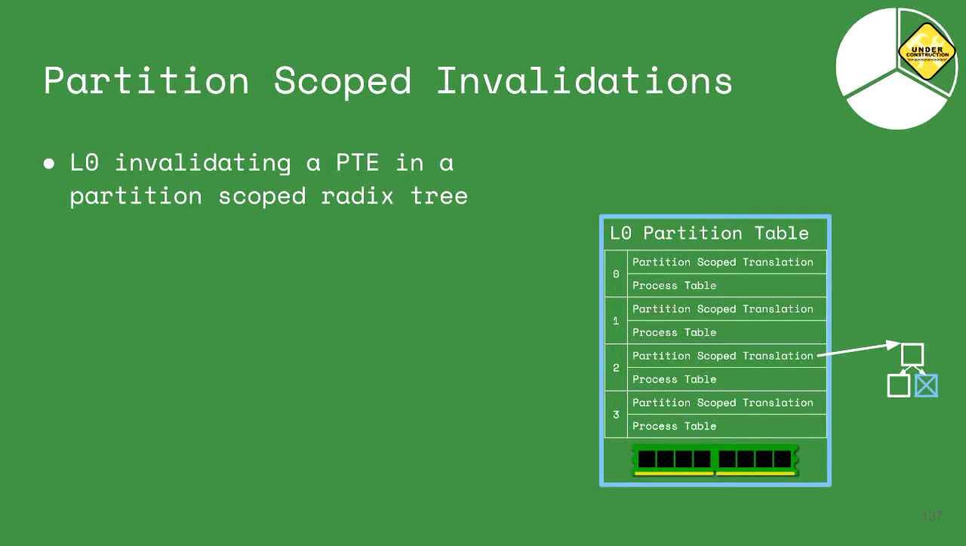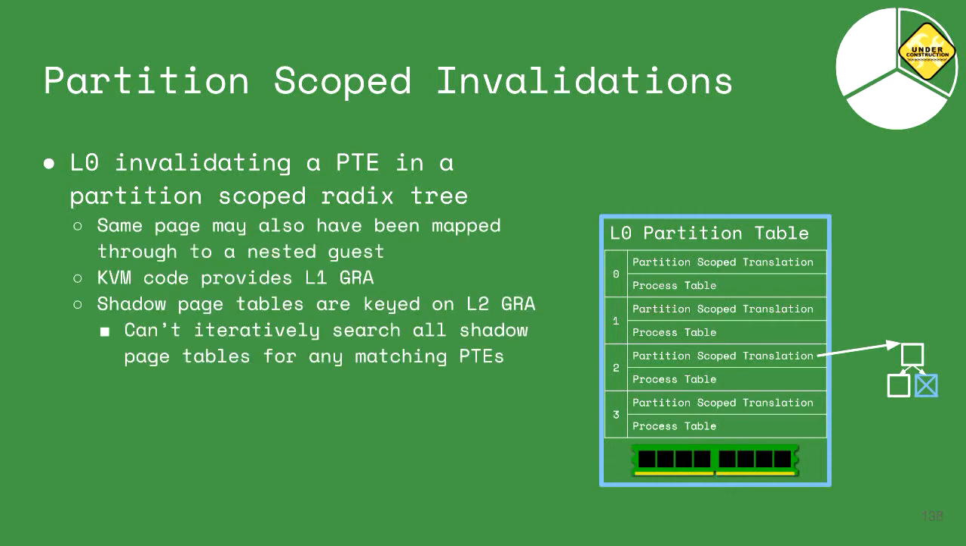The second case is level 0 might invalidate a PTE in its partition scoped radix tree for the level 1 guest. Again, that might have been mapped through to the nested guest of that guest. The problem here is that KVM code only provides us with a level 1 guest real address. And I've just said that these shadow page tables are keyed on level 2 guest real address. So we can't just walk it and see if there are any PTEs there.